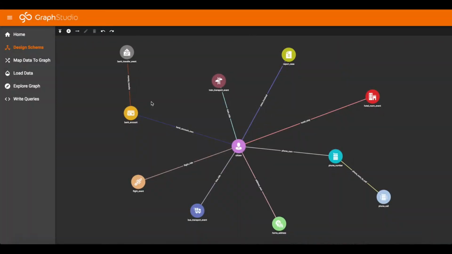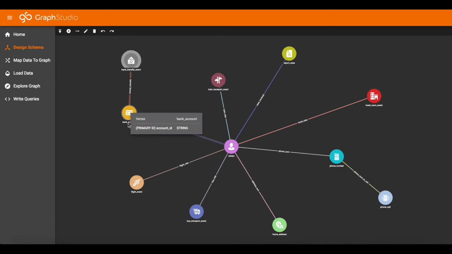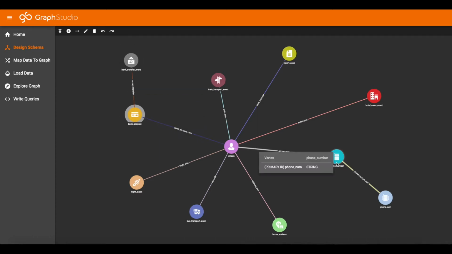Welcome. I'm going to describe to you the social graph test drive kit. The social graph schema has about 10 types of vertices which surround this central citizen vertex. Citizen is basically a person. We have bank accounts, and a citizen can also have a phone number.